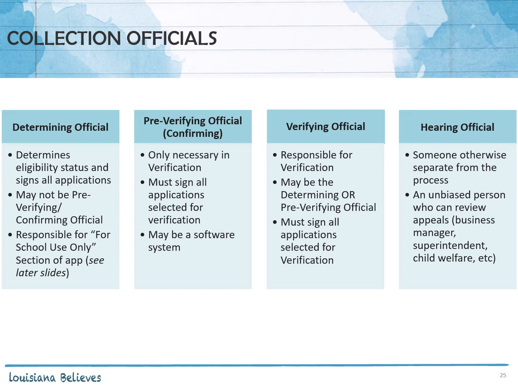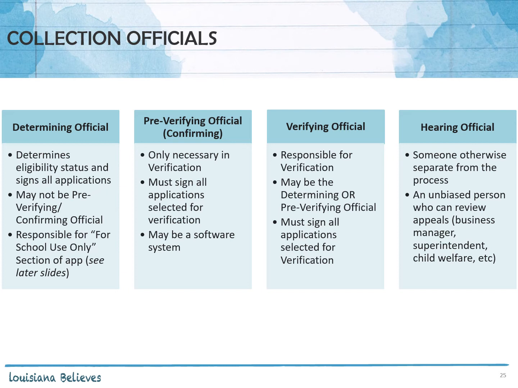The verifying official is responsible for all verification activities. This person may be the determining or the pre-verifying official. They must sign all applications selected for verification, as well as document all notifications sent to households, including phone calls, emails, or texts.